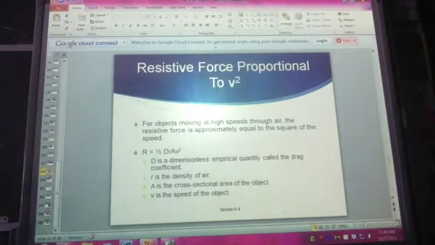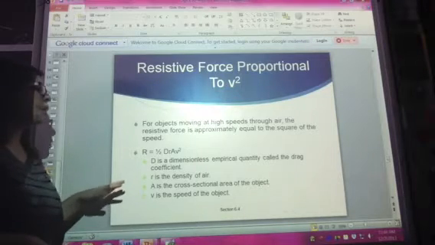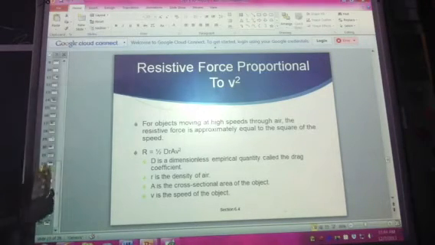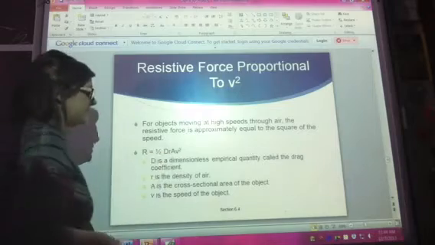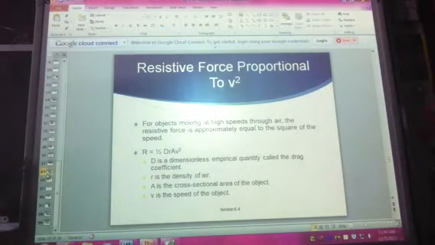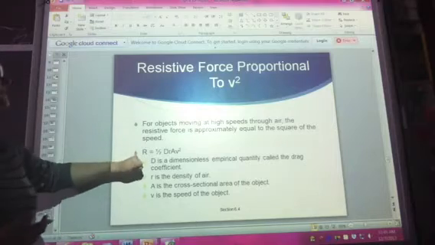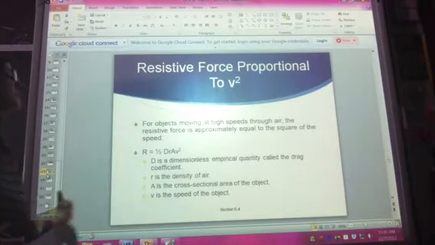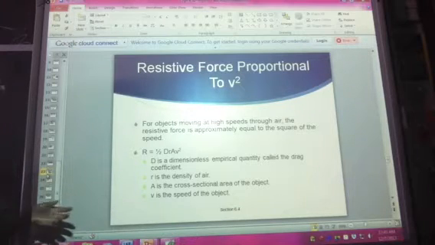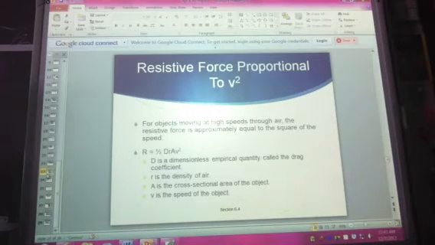So we have an equation, again, for resistive force in terms of speed, and that's going to be R equals 1/2 D rho A v squared. Oh my gosh, what do all of those things mean? Okay, R is just our resistive force. D is what we're going to call the drag coefficient. It's just a dimensionless constant, an empirical quantity. That's what we're calling D. Rho is going to be the density of air. A is going to be the cross-sectional area of the object, and v is going to be the speed of the object.